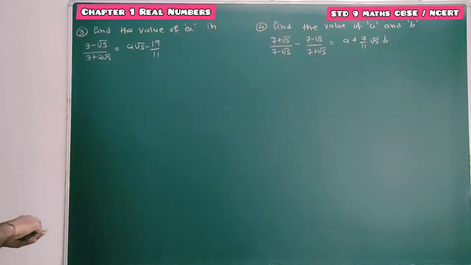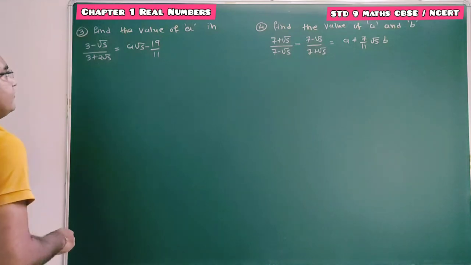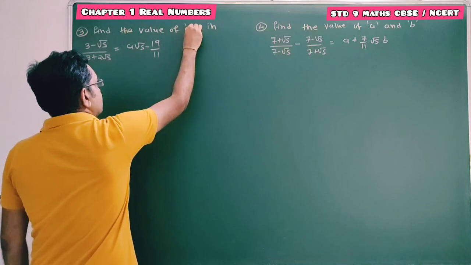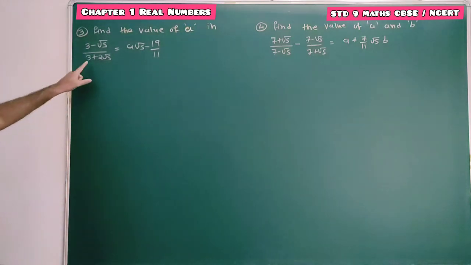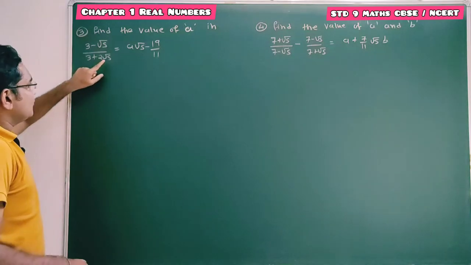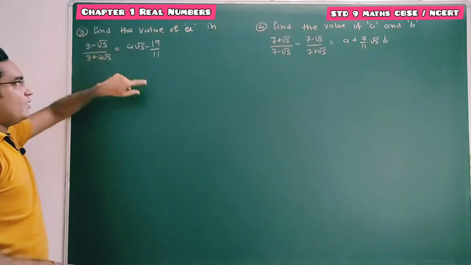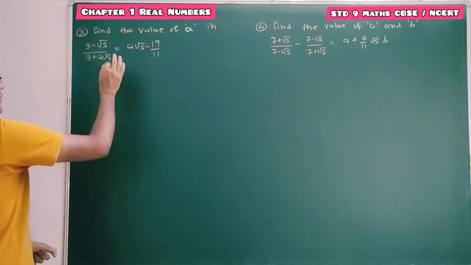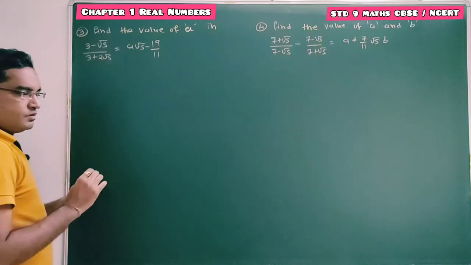Okay students, now question number 3. Here we have to find the value of a in this given expression. 3 minus root 5 upon 3 plus 2 root 5 equal to a root 5 minus 19 by 11. So how can you find the value of a in this type of expression?